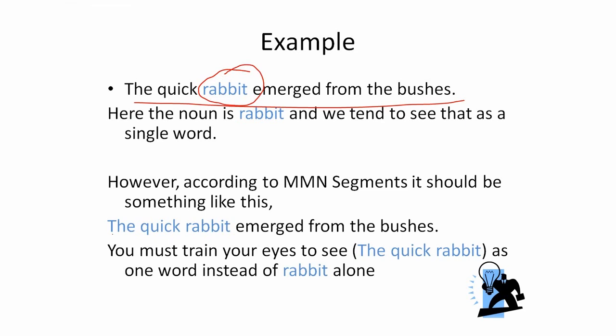Now if you notice, the quick rabbit, that's a noun segment, right? Article, adjective, noun, these are binders to this noun. So I'll treat the quick rabbit as one segment, and therefore it's colored in blue. You must train your eyes now to see the quick rabbit as one word. There's not just rabbit here. There's the quick rabbit. That's how you must train your eyes now. And that's how you will see things according to MMN and read and also remember better. Okay?